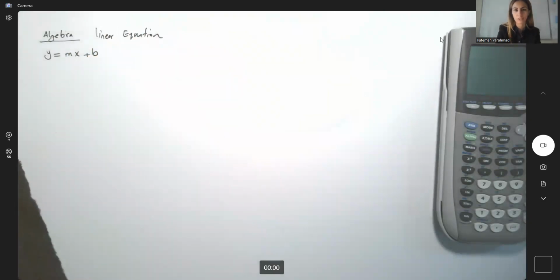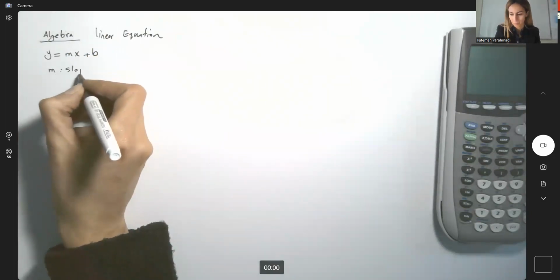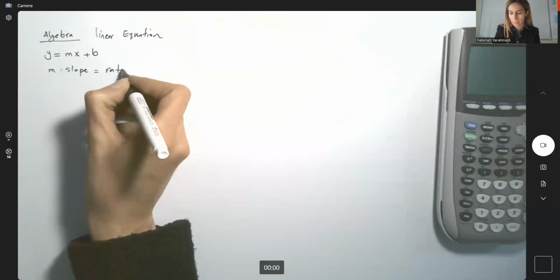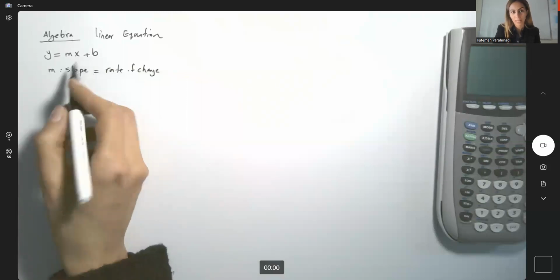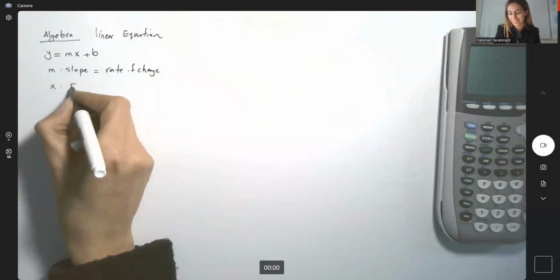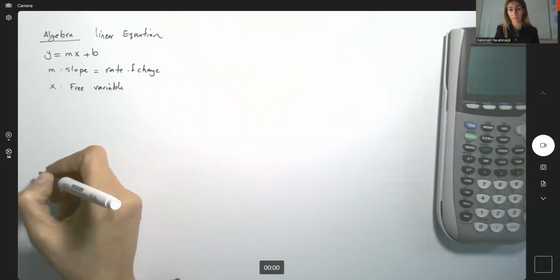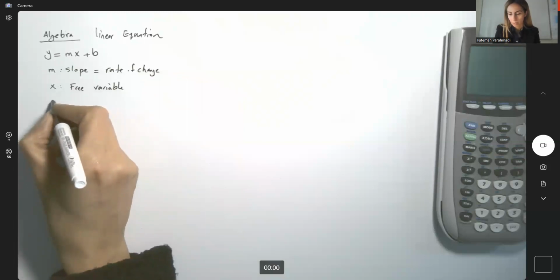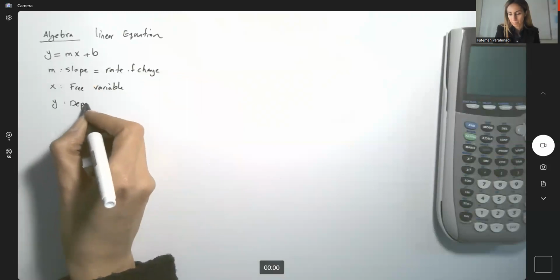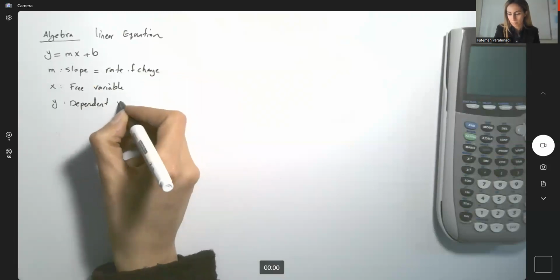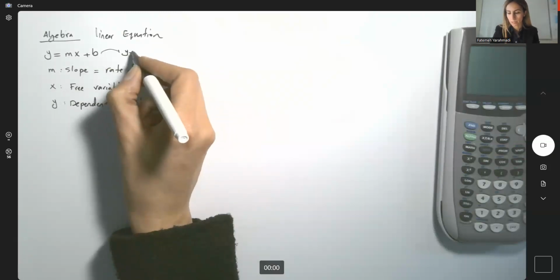As you remember, we introduced m to be the slope of the line, slope or rate of change. We talk about x as a free variable, or independent variable, right? Y depends on x. Y is the dependent variable. And as you remember, b is called the y-intercept.